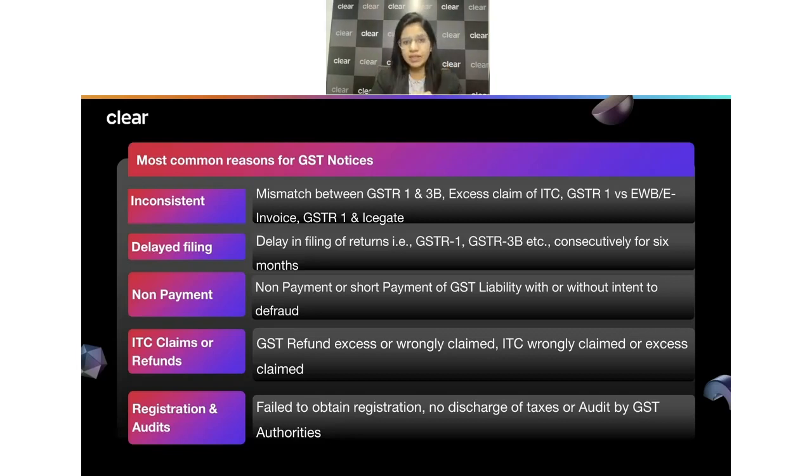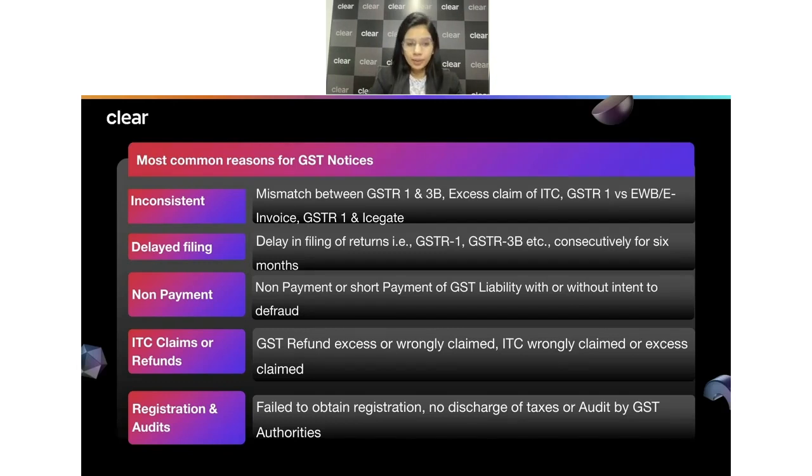And why would they even raise the notices? Because in such cases you are liable to pay interest if you delayed making the payment, and there would be late fees. Though late fees are automatically calculated by the portal itself, so the department is not going to raise a notice for them because they have already recovered the amount from you. But when it comes to interest, they will definitely go ahead and raise the notice to you.